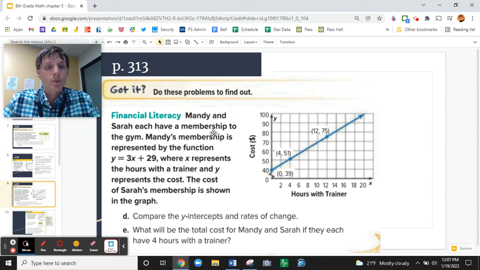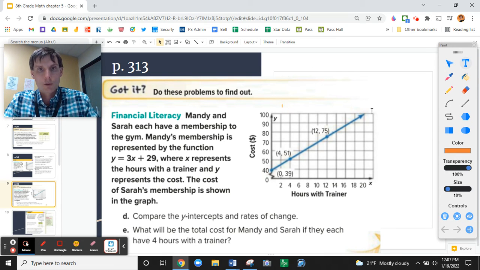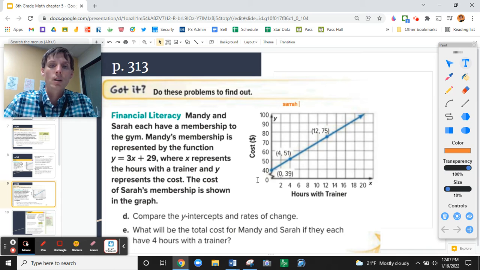The cost of Sarah's membership is shown in the graph. So we have Sarah over here, Mandy over here. All right, so let's look at our y-intercepts and our rates of change. So what is the y-intercept of Sarah? I'm going to write Sarah over here because I'm going to forget who's who. Okay.